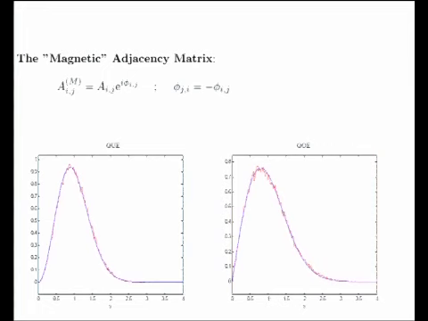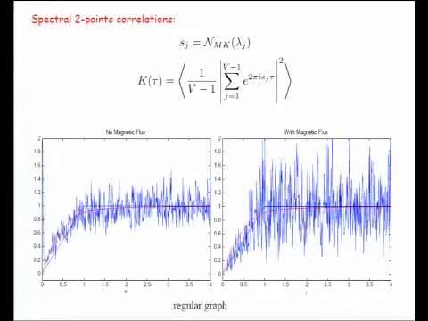And lo and behold, if you repeat the calculation with the Kesten-McKay unfolding, you get a very nice agreement with GUE. At the same time, you can do the non-magnetic case, and you get the same agreement with GOE. So there must be something true.